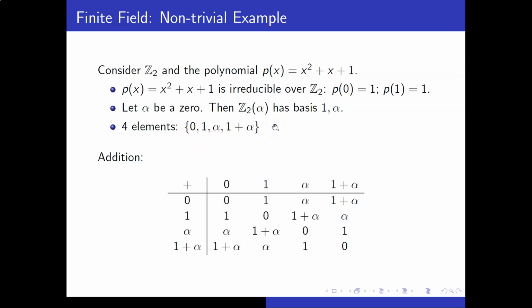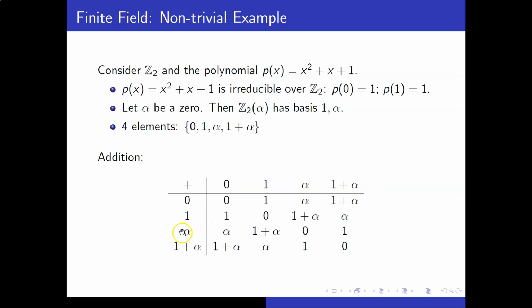To work out their addition, we just have to keep in mind that we're working in characteristic 2. So whenever I add a number to itself, I get 0. Then it's just a matter of going through. 0 is the identity, so that's not going to change anything. 1 plus 0 will be 1. 1 plus 1, I'm adding a number to itself, I get 0. If I take 1 and add it to alpha, I get 1 plus alpha. And if I take 1 plus alpha, I technically get 2 plus alpha, but 2 is 0. So I'm left with alpha.